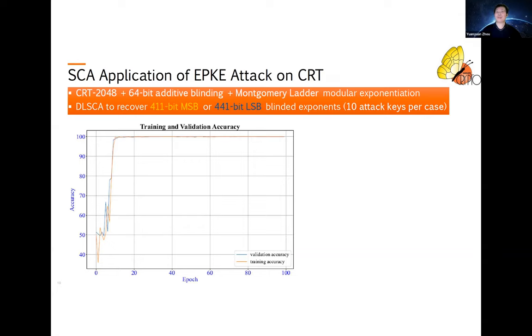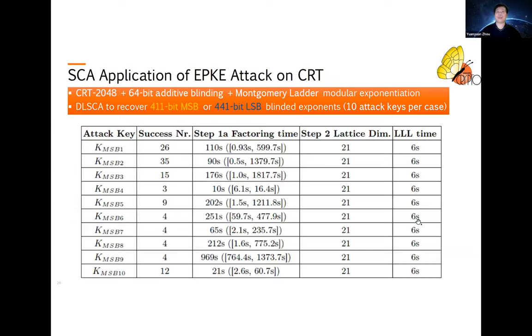We consider 10 attack cases in each scenario. As you can see, this picture shows the training accuracy and validation accuracy of this deep learning side channel attack. After this, we got the 1/3 MSB or LSB for DP prime and DQ prime. And then we apply this Eurocrypt attack to recover the full CRT key. So for all 10 MSB cases, we recover the full key.